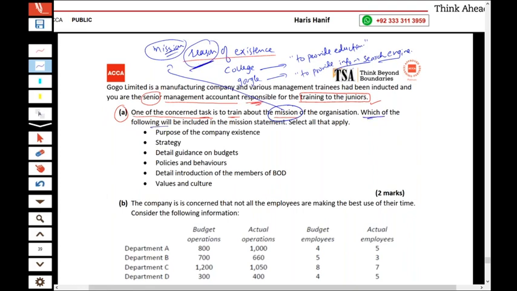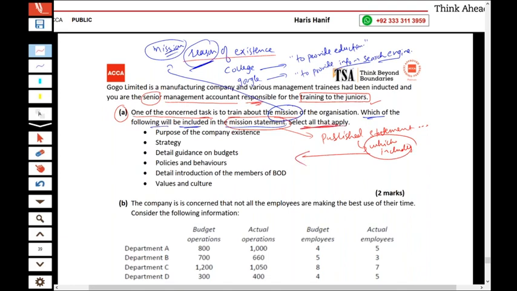Which of the following will be included in the mission statement? Now, what do you mean by the term mission statement? The mission statement is a published statement, either on your website, in the financial statements, or in the annual report, which includes various things. See over here.